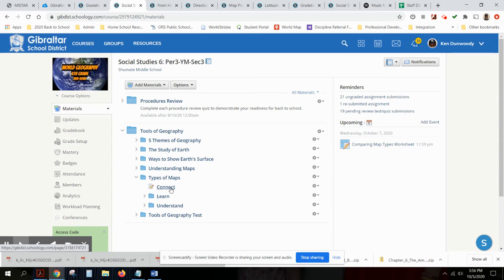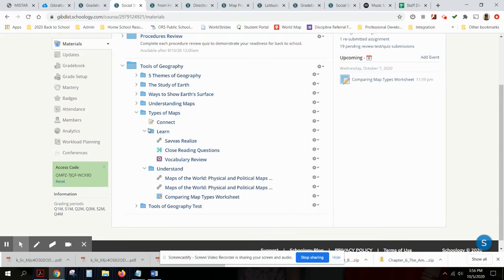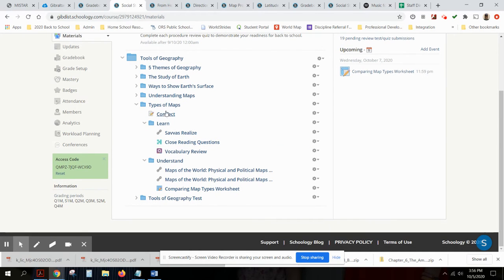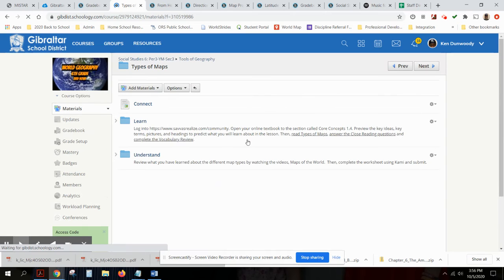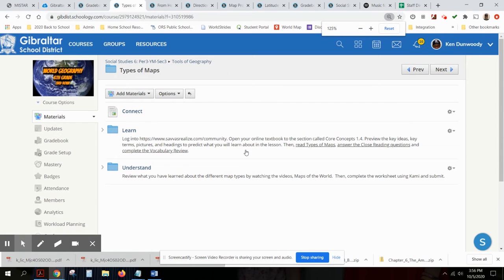First, we have our Connect. Then we have our Learn folder. And finally, our Understand folder, okay? So when we click on types of maps, we can see the instructions inside here. I'm going to zoom in a bit here.